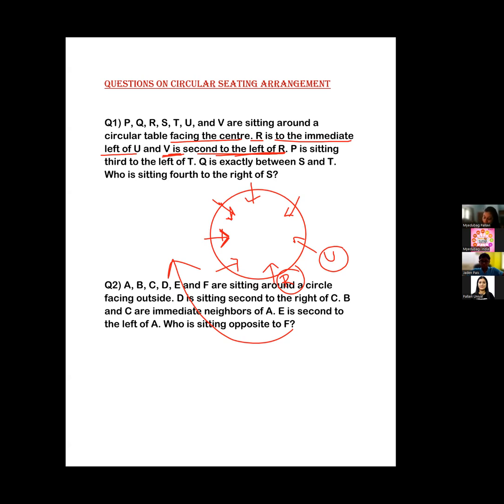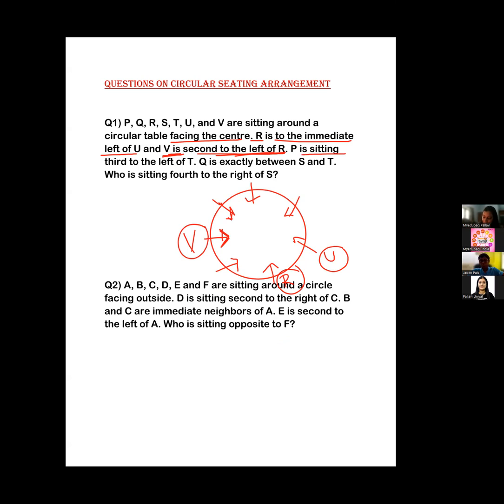So where will be second to the left? This is 1 place and this is 2 places. So second to the left will be here. Is that correct? Yes. So we'll place V here, second to the left of R. Okay, let's move to the next point.